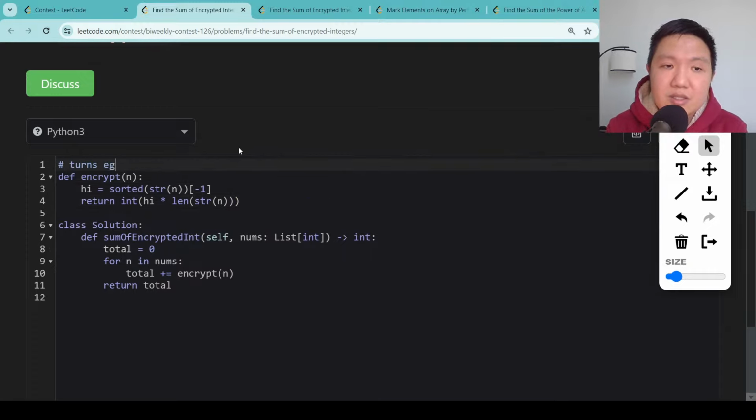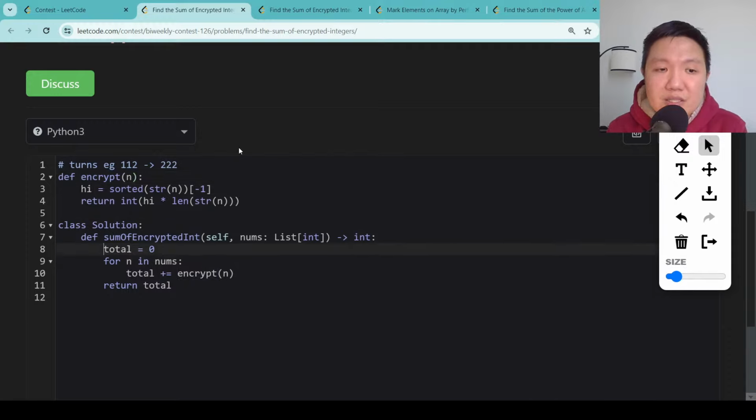turns e.g. 11. Yeah, so this is basically the encrypt function. So once you have the encrypt function, things become easy. Total equals 0. For n in nums, total plus equals encrypt n. That should be fairly straightforward.